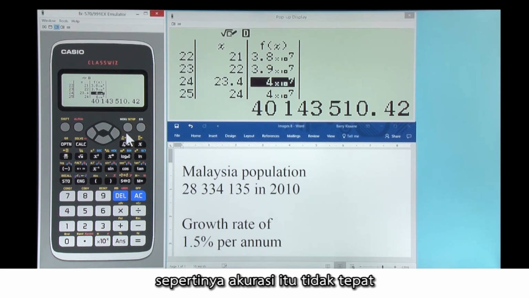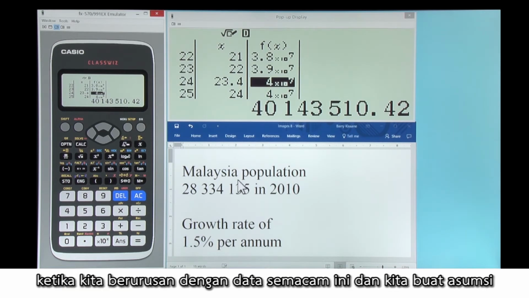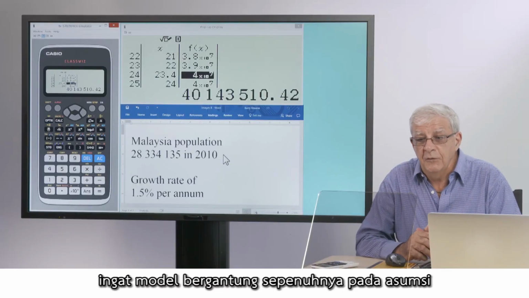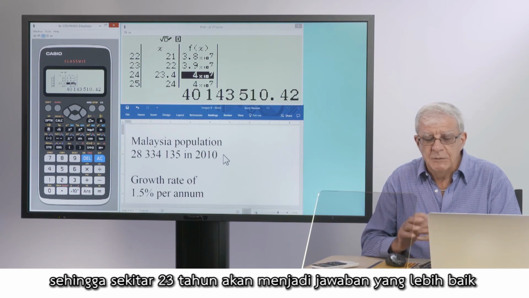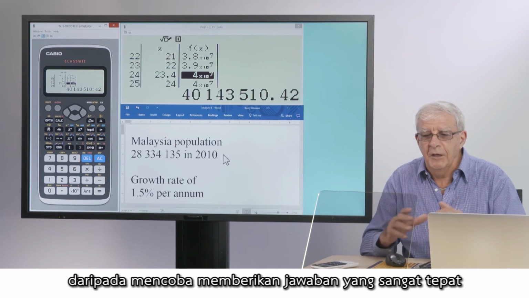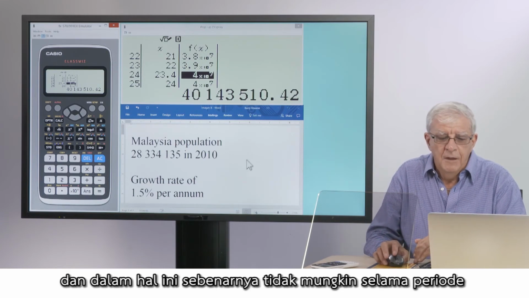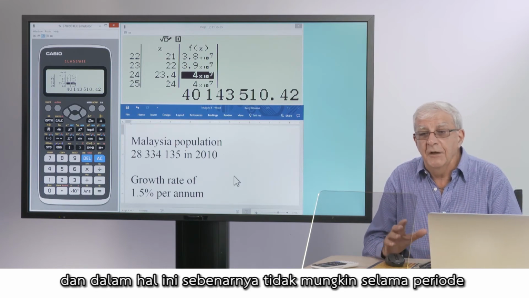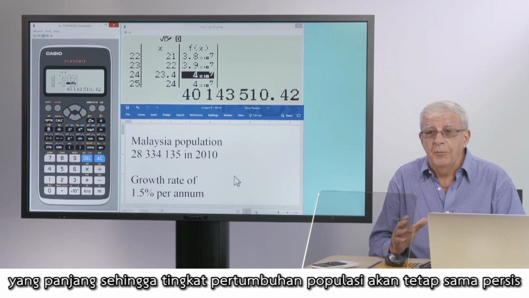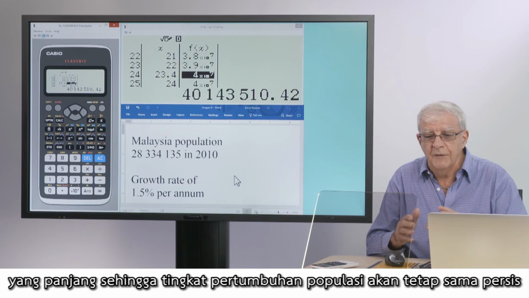Such accuracy is not appropriate when we're dealing with data of these kinds and we're making assumptions. Remember, the model relies on the assumptions entirely. So approximately 23 years would be a better answer than trying to give a very finely precise answer. And in this case, it is in fact unlikely over such a long period that the growth rate of the population would stay exactly the same.